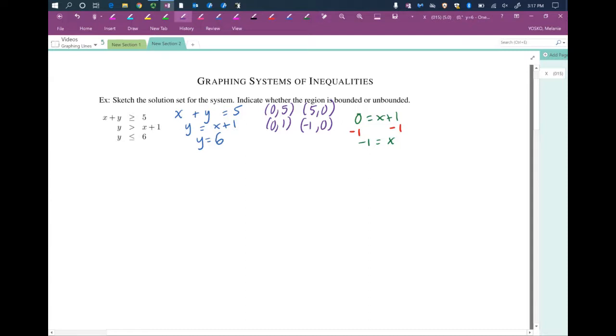Well, we know y equals 6 is a horizontal line, 6 units above the x-axis. I do want to point out that the line y equals x plus 1 is in slope-intercept form, y equals mx plus b form. You could also plot the intercept, which is (0, 1), and then use the slope. But let's go ahead and do it with these intercepts.